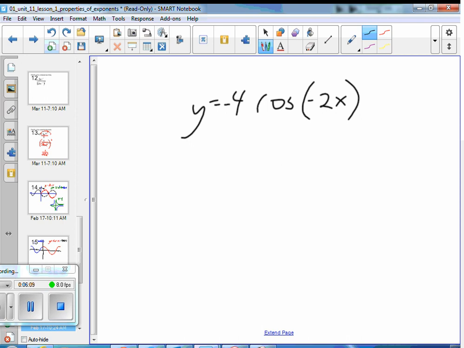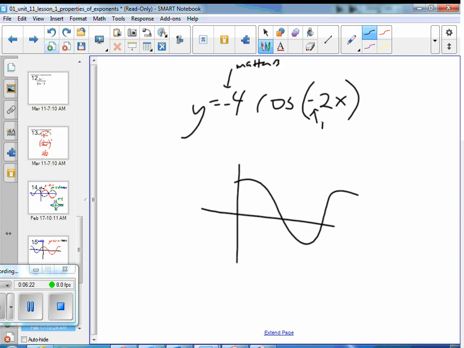Now, would it matter to the picture of the graph? Here's regular cosine. What if I throw a negative in front? Does that matter? Yes, that's an up-down flip. This matters. This does not matter. So this makes it go like this. I messed that up kind of, but close-ish.